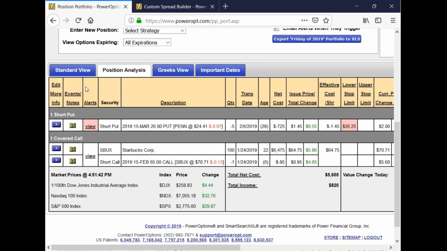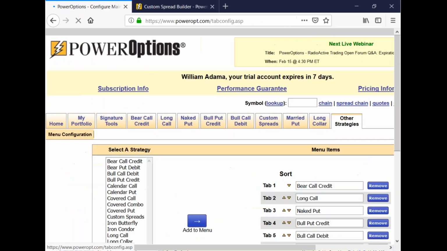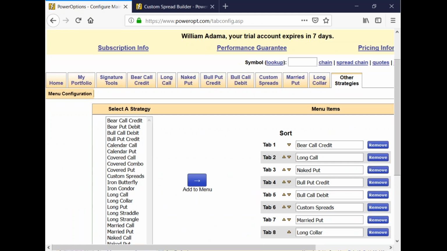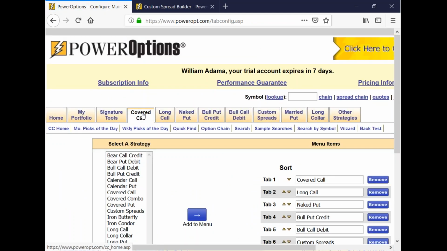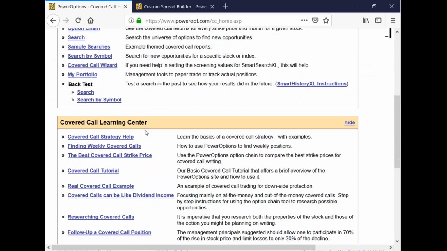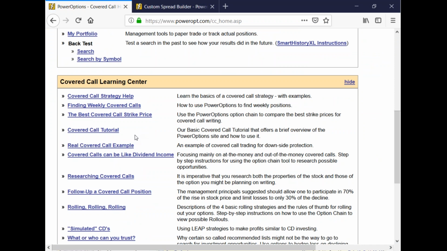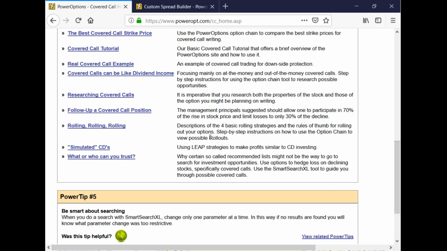One real quick more thing there as we're talking about it. I apologize. Let's go here. I got to add covered call. My apologies. Some other resources for us. You should just go to the main covered call tab. There's some Learning Center information here. The covered call tutorial gives some examples of rolling real covered call examples. It's a little bit older. There's also follow-up covered call position management principles, and of course rolling covered calls.